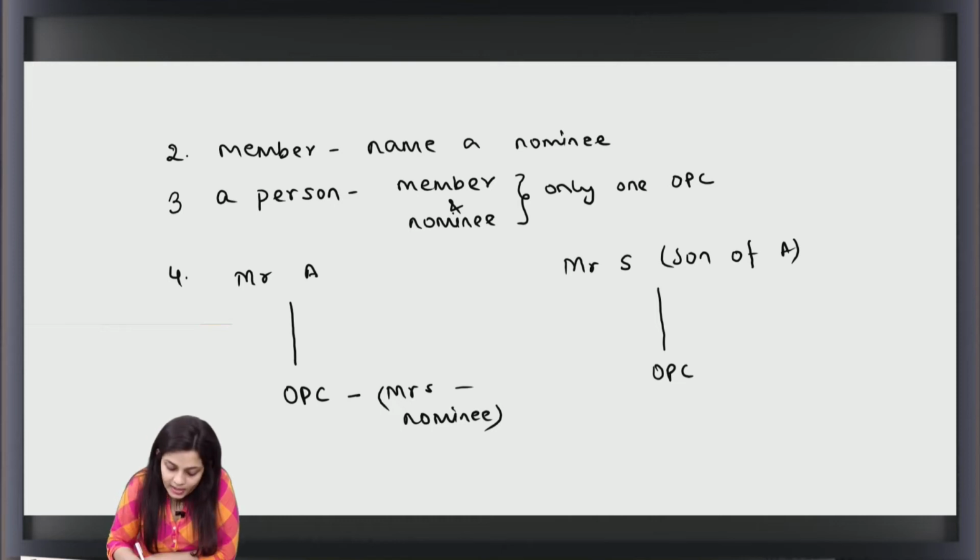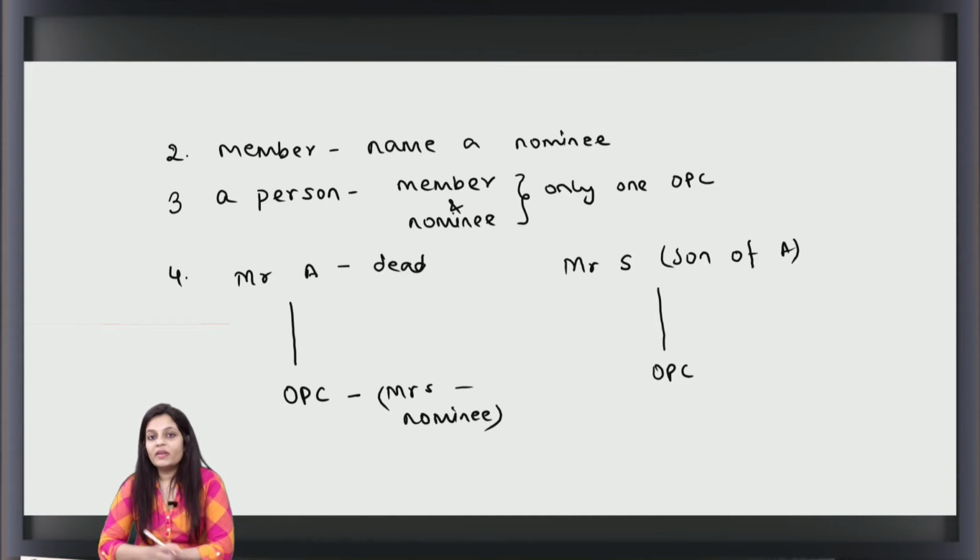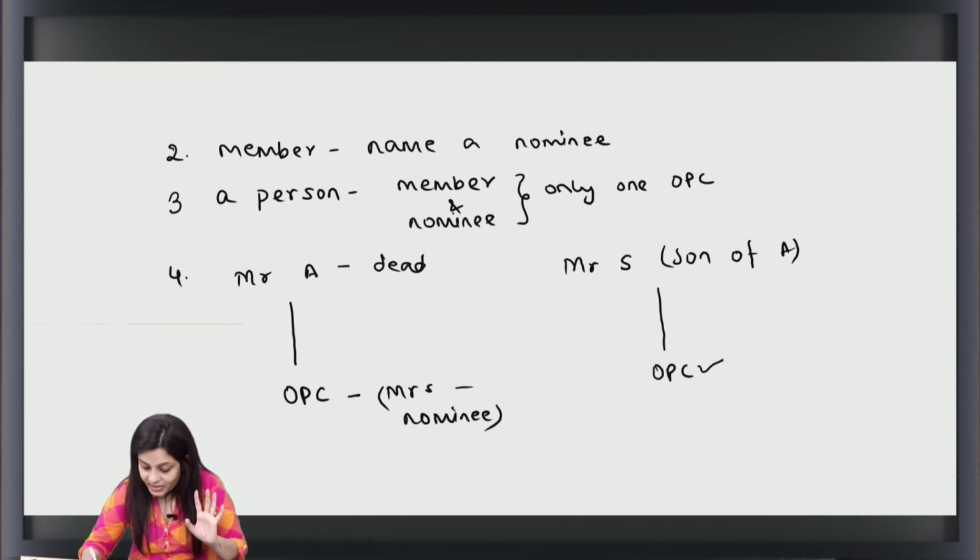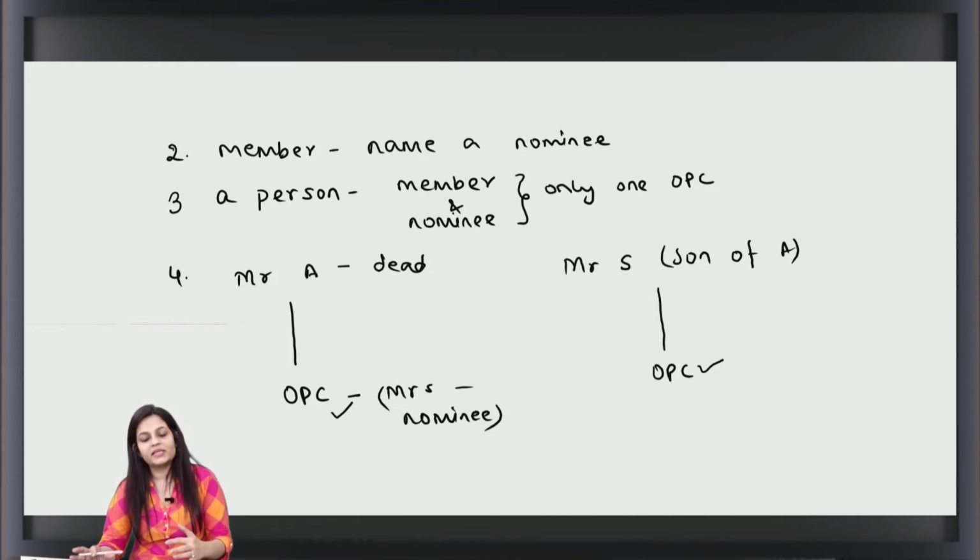Now, Mr. A is dead. So, when Mr. A is dead, what will happen? The nominee becomes the member. So, if the nominee becomes the member, now please understand he is a member of one OPC and now he is a member of second OPC. Can you do that? Law says no. No, no, ma'am, this case exceptional. No.